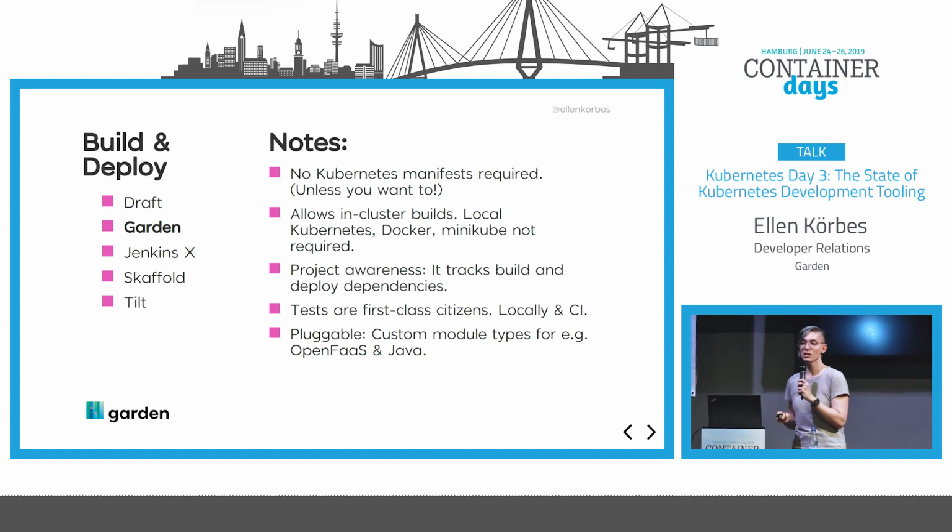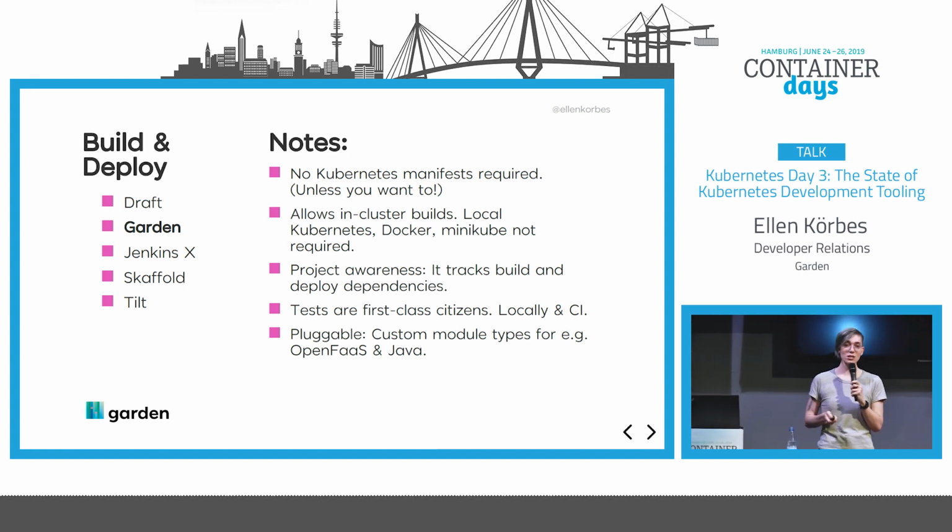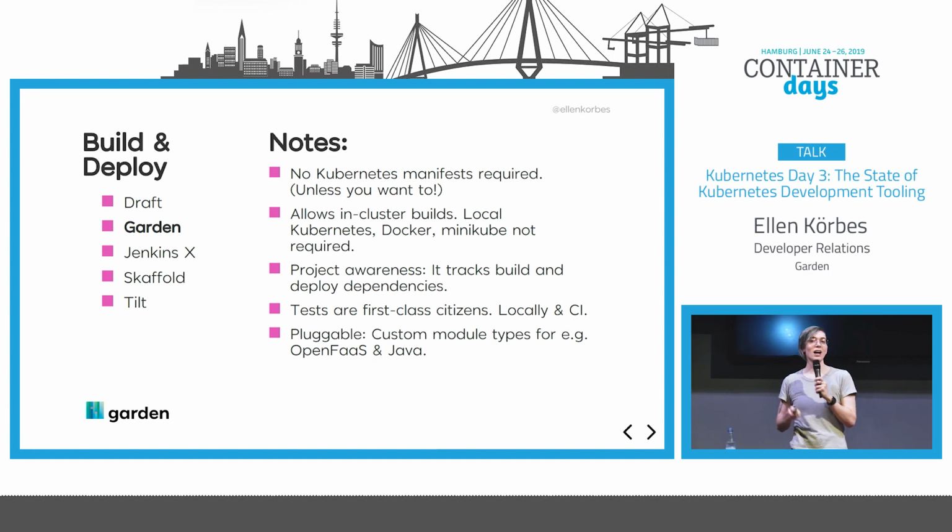Another cool thing that Garden does is it allows in-cluster builds. Everyone has had trouble with Docker on their machine, or Minikube not behaving, or you had an old version of kubectl and suddenly nothing works. So if you don't want any of that, you can just write the code on your machine. Garden syncs the code every time you save a file into the cluster. All the builds happen in the cluster. You don't need Minikube, you don't need Docker, you don't need kubectl in your machine.